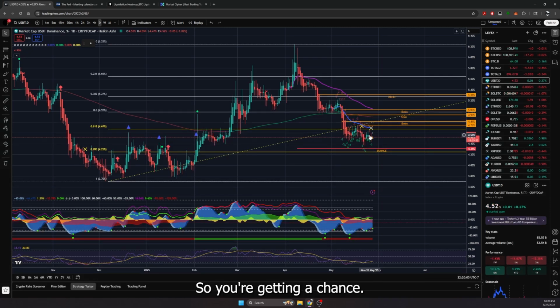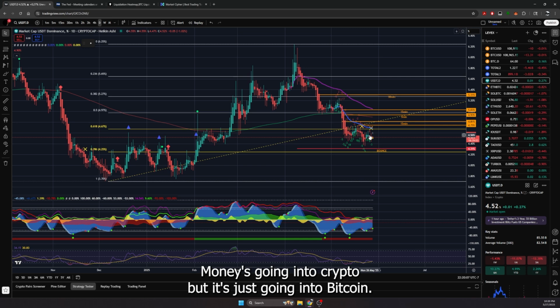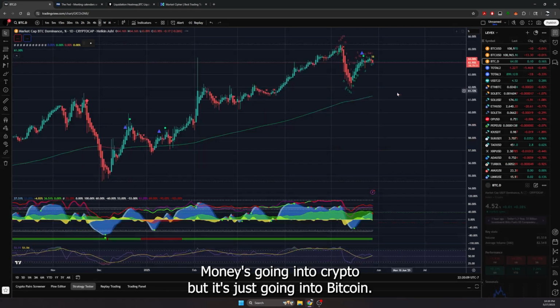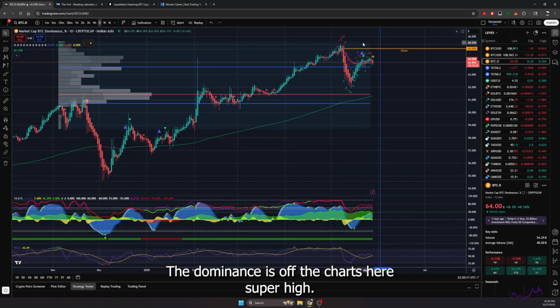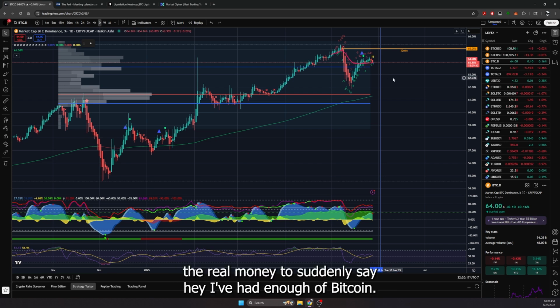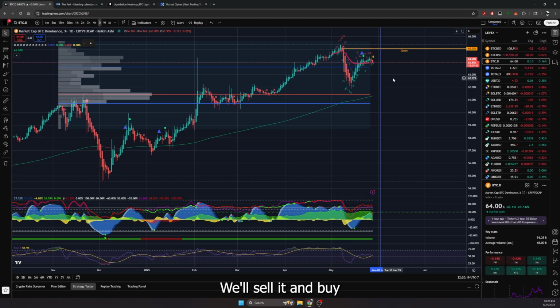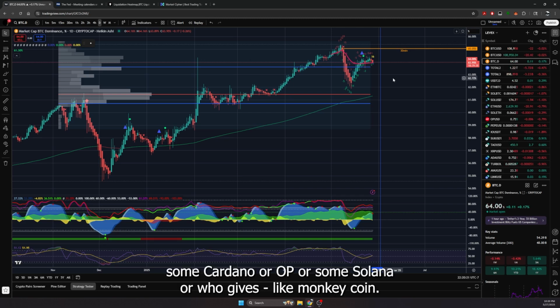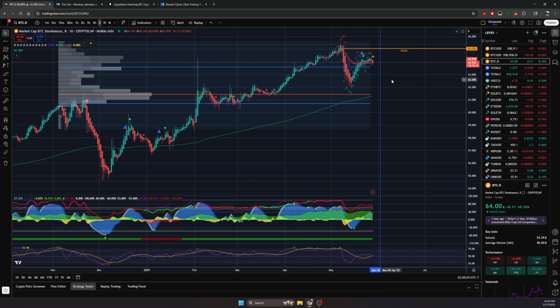So you're getting a chance. Money's going into crypto, but it's just going into Bitcoin. The dominance is off the charts here, super high. So you need the institutional people, the real money, to suddenly say, I've had enough of Bitcoin. We'll sell it and buy some Cardano or OP or some Solana or who gives, like, Monkey Coin. Are they really going to do that?